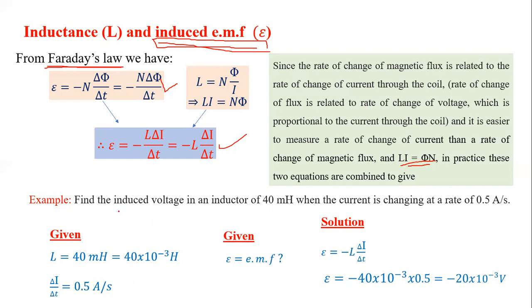Let's take one example. Find the induced voltage in an inductor of 40 millihenry, when the current is changing at the rate of 0.5 ampere per second. Look, ampere per second is delta I over delta t. This represents the rate of change, the delta of some quantity with respect to delta t.